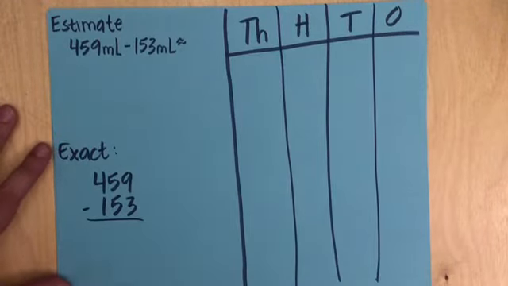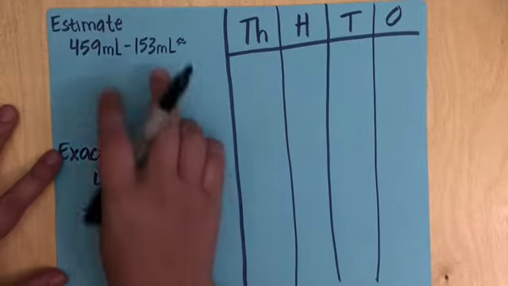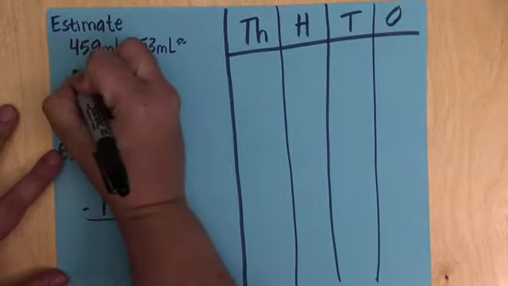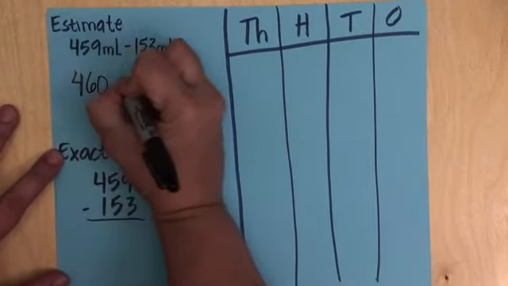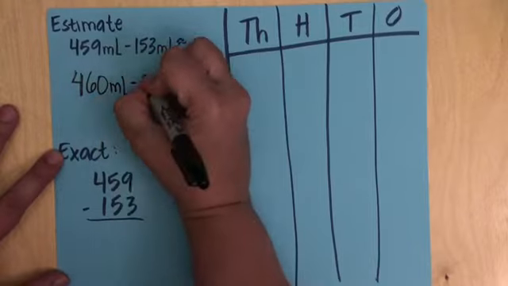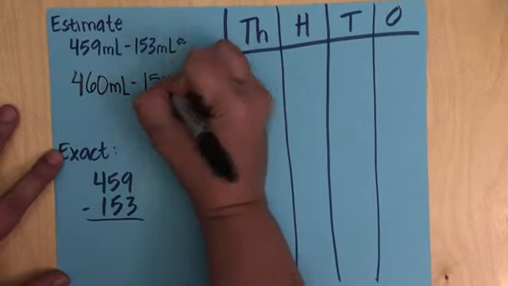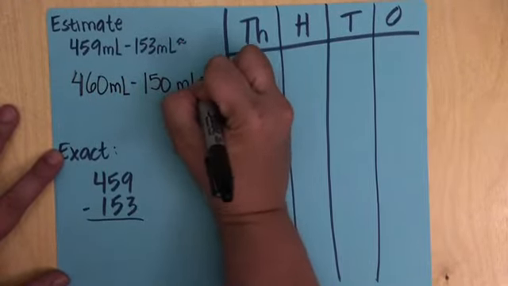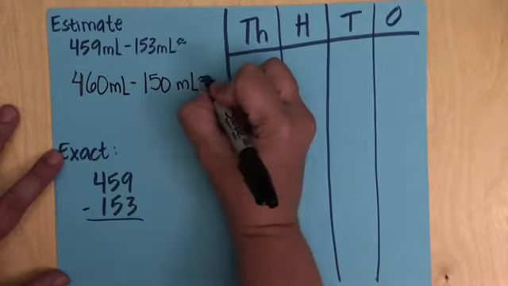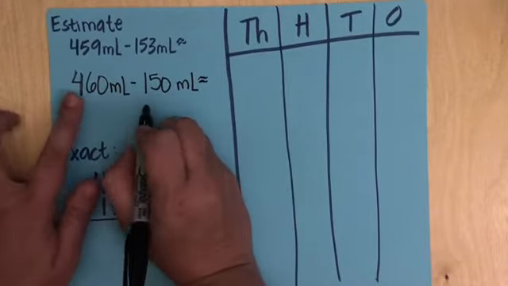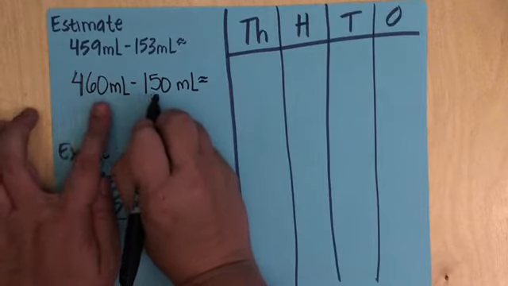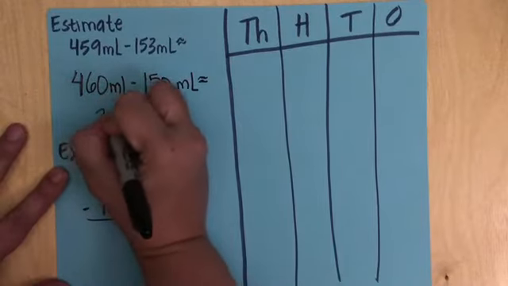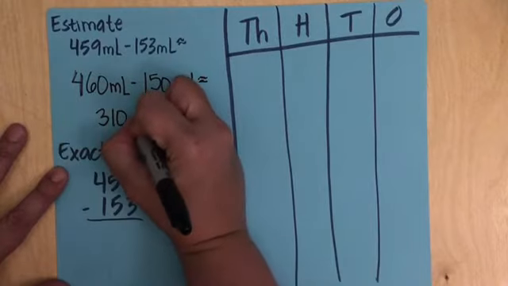All right, so again, when I'm estimating, I notice that these are near the halfway point, so I'm just going to use my same numbers from last time. So I have 460 milliliters minus 150 milliliters equals, or is approximately, and then I have, so 310 milliliters approximately.